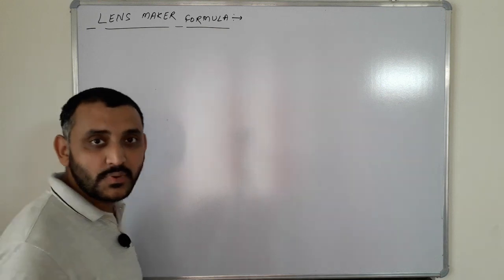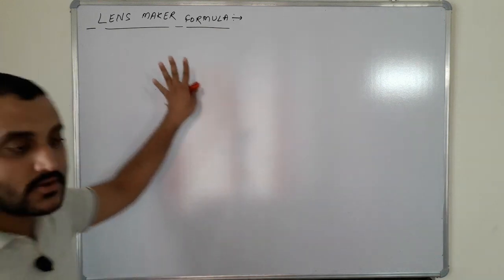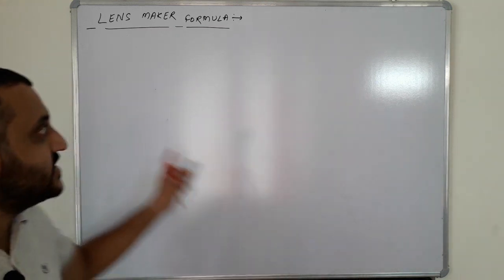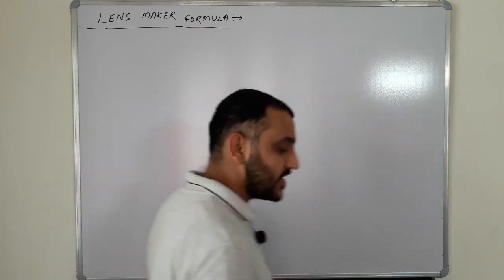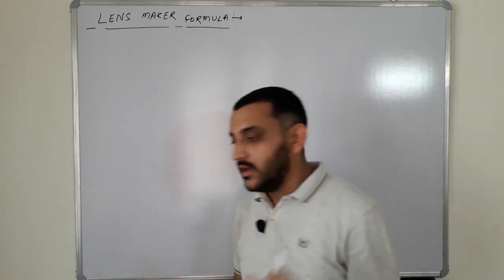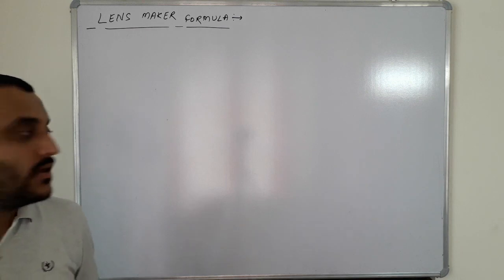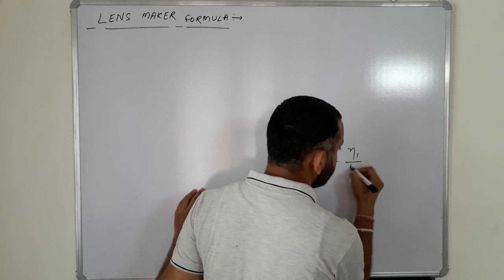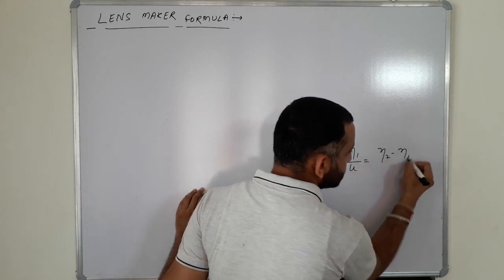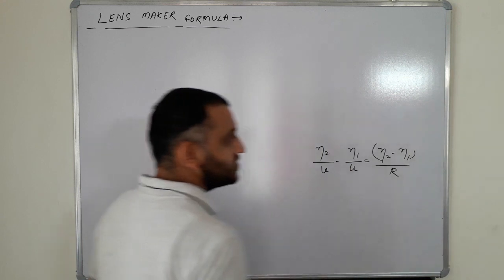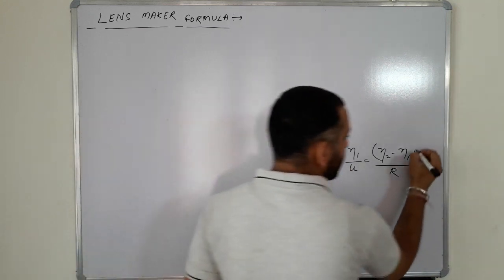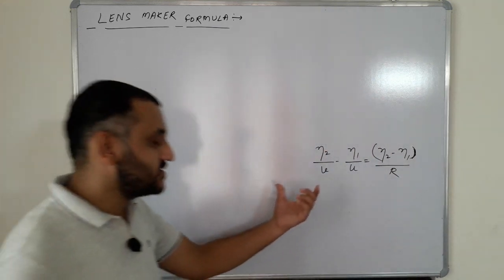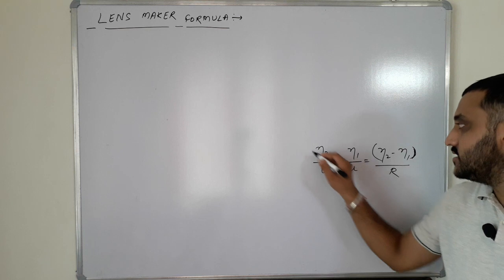Now let's move to the next topic, that is lens maker's formula. Now we are going to discuss lens maker's formula. Previously we have discussed one derivation, refraction through spherical surfaces, and we concluded to a particular relation, that relation you must know: η2/v minus η1/u is equal to (η2 minus η1)/R. So this expression you have got finally in refraction through spherical surfaces.